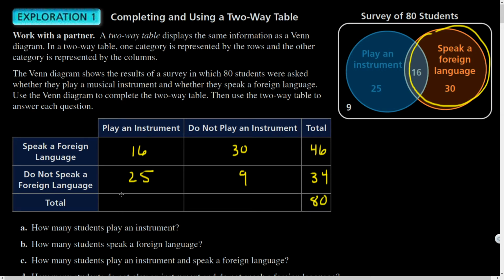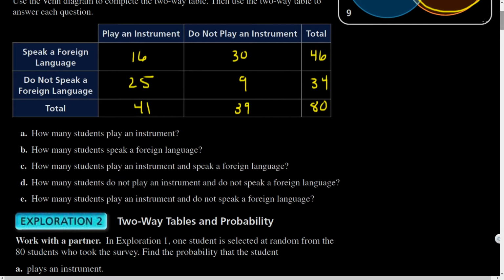That's good. And I've got to get totals across the bottom here as well. And so 16 and 25, 35, 41. And 30 plus 9 is 39. And then, let's verify 41 plus 39 going across also equals 80. And so now that I've organized that information, let's see if I can answer the question. How many students play an instrument? Play an instrument would be the entire column, right? And so that's the 41.